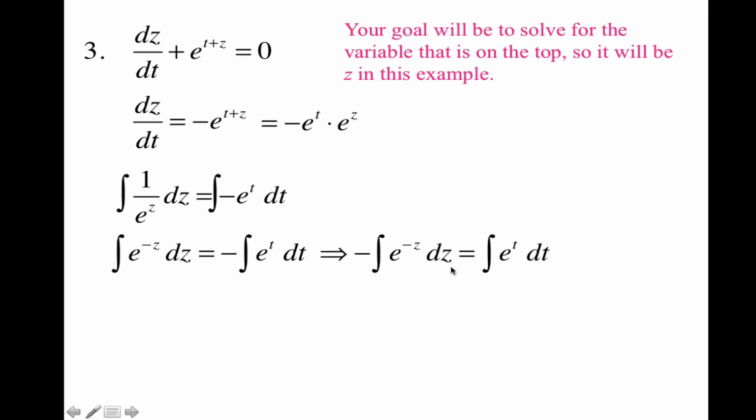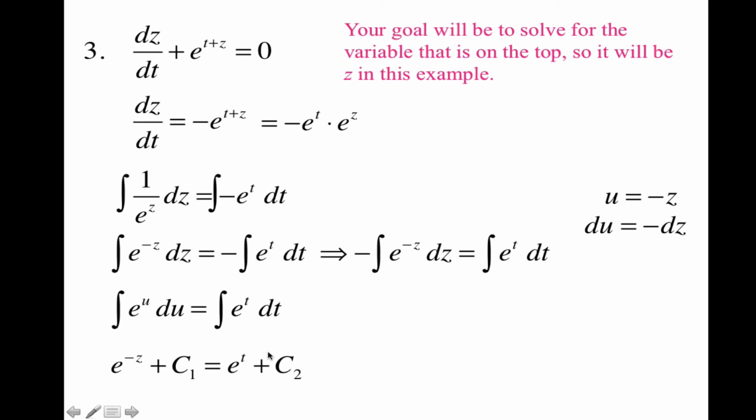All right, I can now go ahead and do u substitution on the left-hand side. My inner function's negative z, so my du is negative dz, and I already have a negative sign, so I don't have to worry about that. Now when I resubstitute in, I have e to the u du and e to the t dt. Integrate both, resubstitute in u, and I'm going to solve for z.